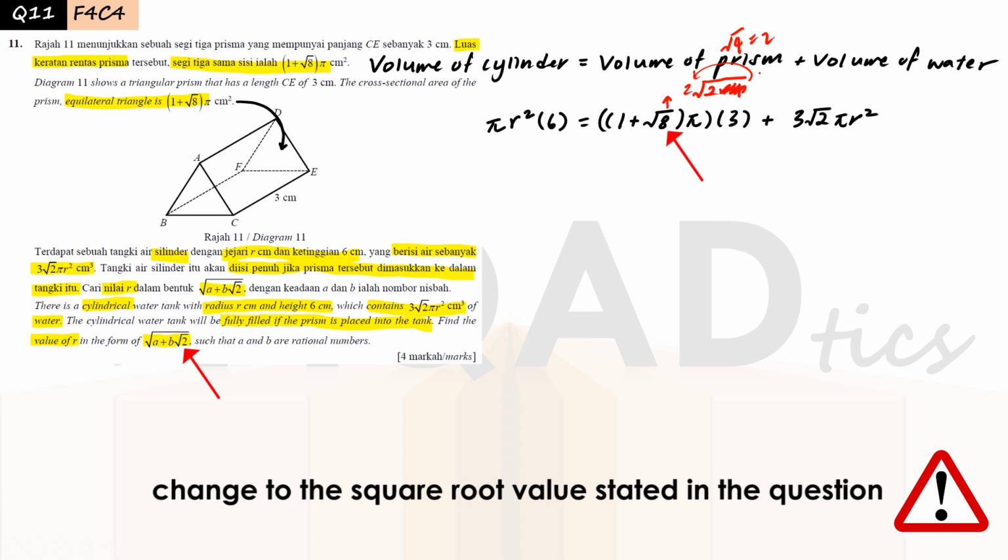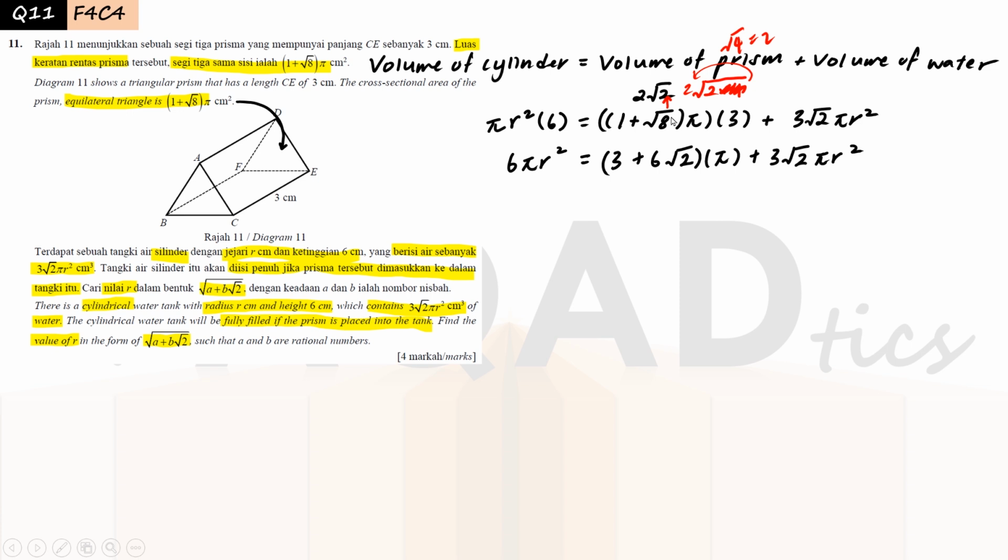Okay, so this one will disappear, and it will be 2 square root 2. So this square root 8 will be this one, and I'm going to multiply with 3, so here will be 6 square root 2. Now, with the values that have r, because we are finding the value of r, I'm going to move them to the left side.